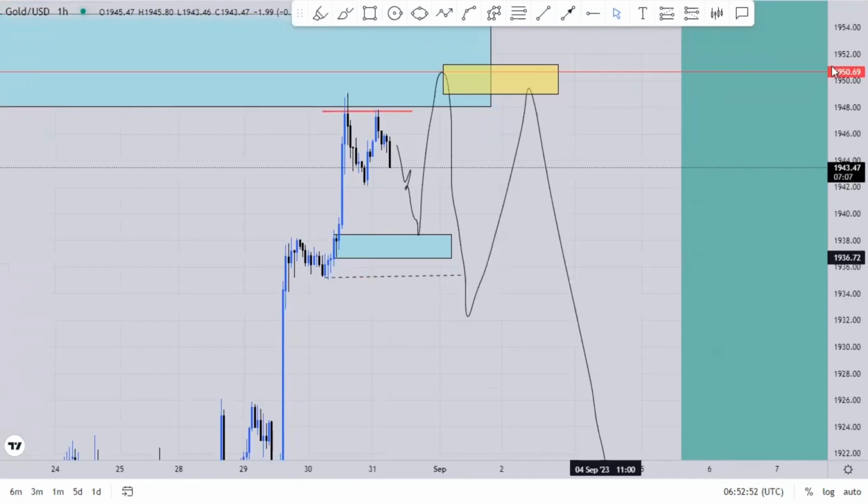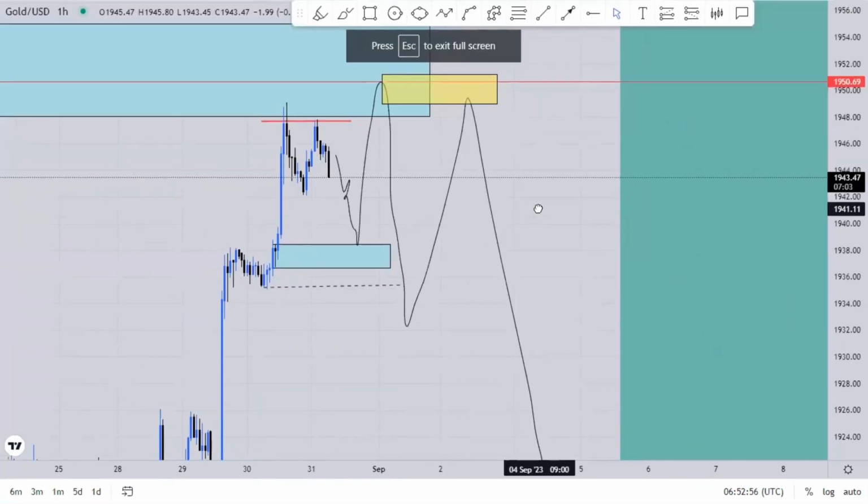So this is the entire structure that I'm looking for now on gold. This is the entire movement, basically, that I'm now waiting for on gold.